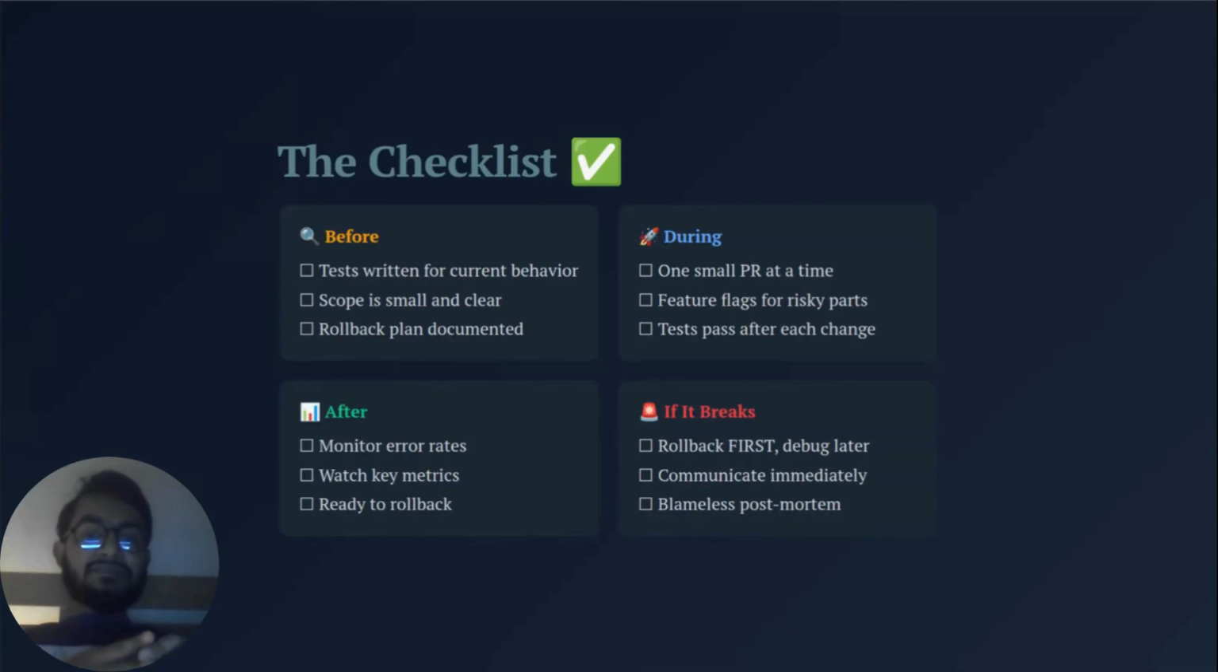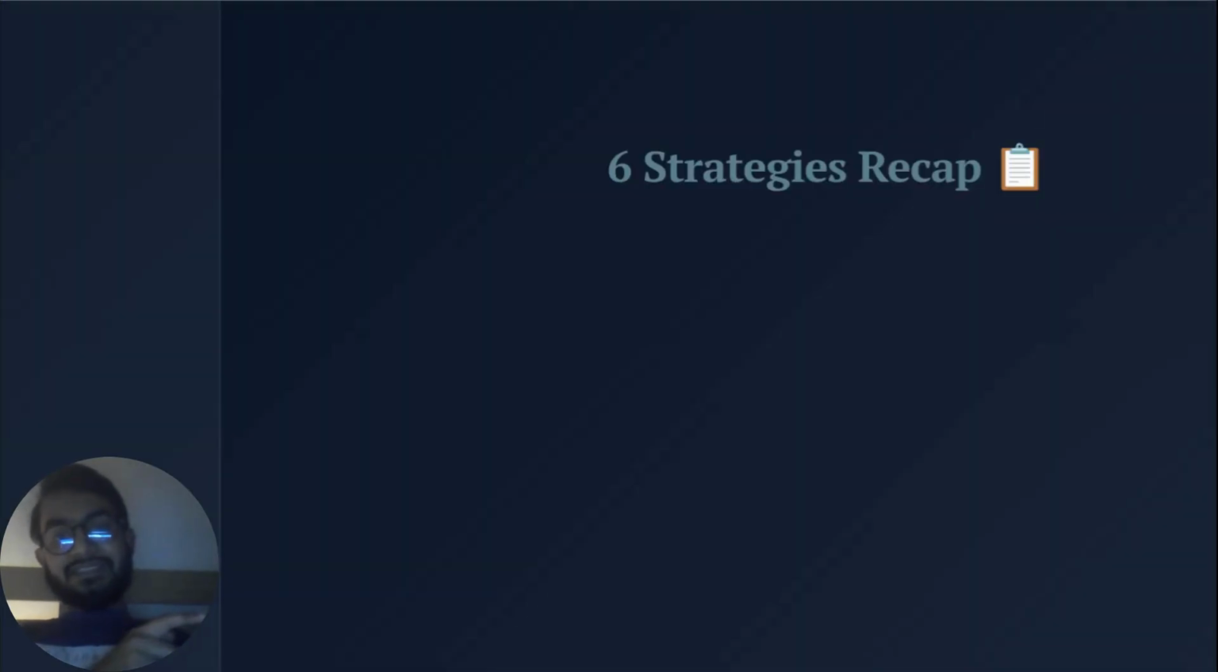Now, if it breaks, first you need to roll back, and you can debug later. First of all, you need to roll back, because it hampers real-time users. So you need to roll back first and make it work. Then you can debug, because debugging can take more time. You need to make sure that production is up and running within a very few minutes. So communicate immediately, and also hold a blameless postmortem, and please don't blame anyone for these refactoring things.